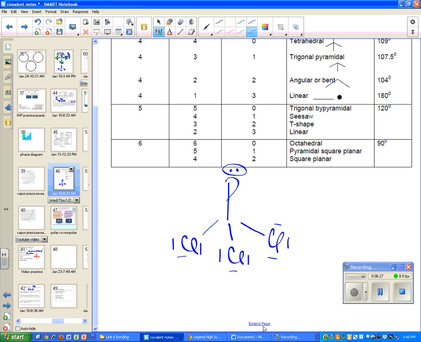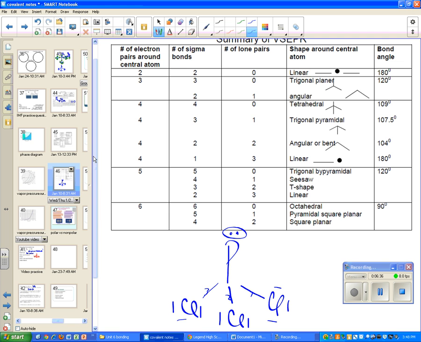Oh, I have one set of lone pairs. I have 1, 2, 3 sigma bonds. So I'm going to go find that on the chart. Normally molecules will land in this 4 because everybody wants to have 8, and 4 times 2 is 8. So that's how many are going to be around the central atom. The other realms, the 2 and the 3 and the 5 and the 6, will be exceptions, and we'll see some of those.